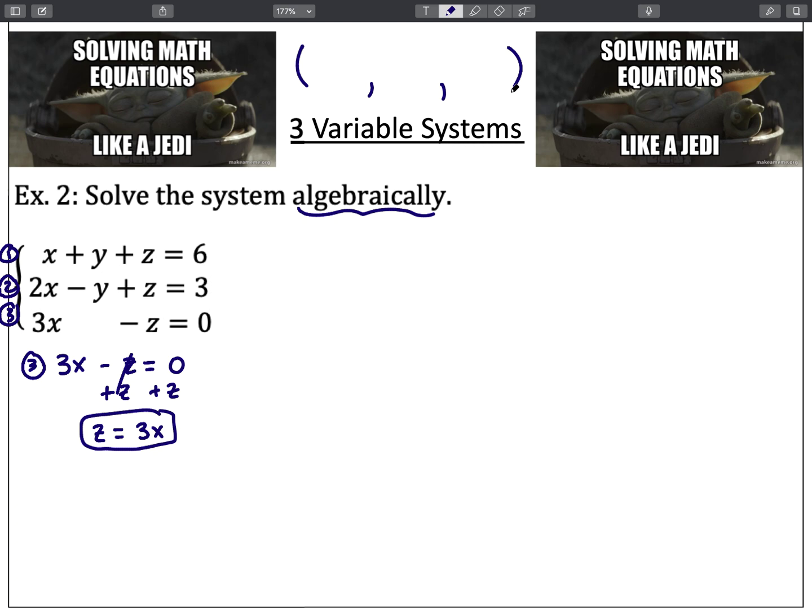The next thing that I notice is for equation 1 and equation 2, notice that I have x plus y plus z equals 6 for equation 1. I have 2x minus y plus z is equal to 3 for equation 2. And I notice something about the y's.